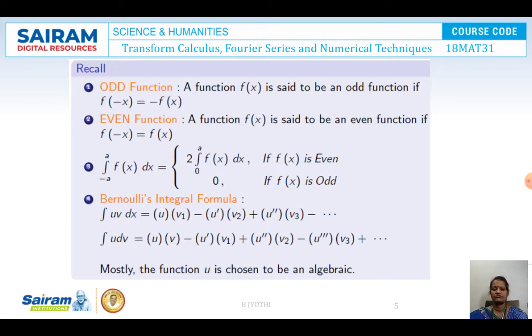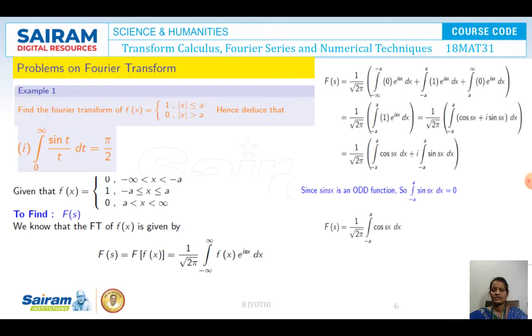And Bernoulli's integral formula is integral of uv dx = u v1 - u' v2 + u'' v3. Mostly the function u is chosen to be the algebraic one. So, problems on the Fourier transform.